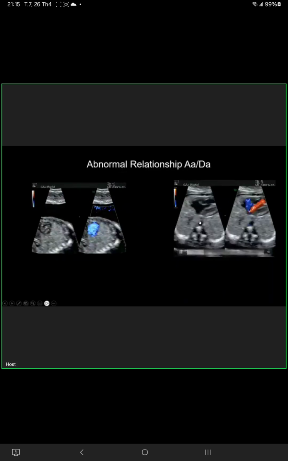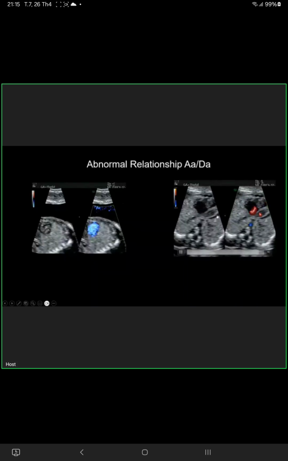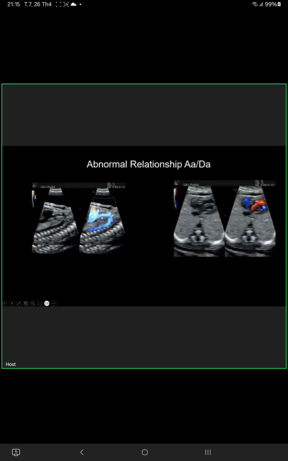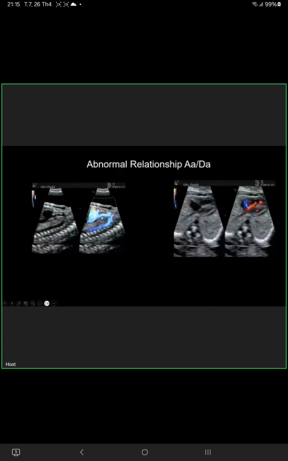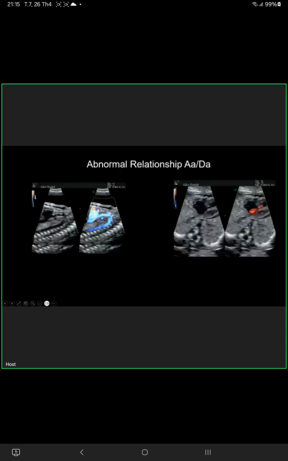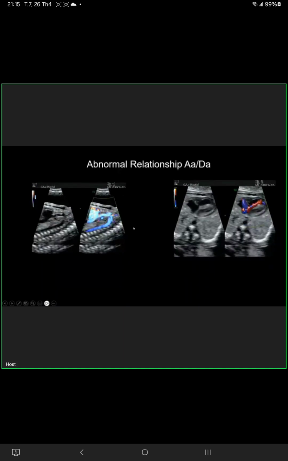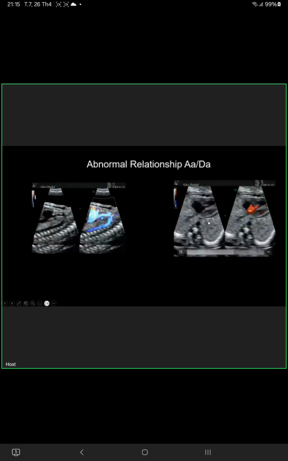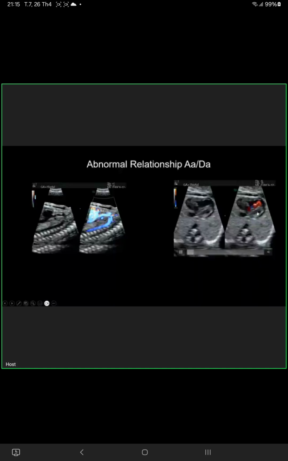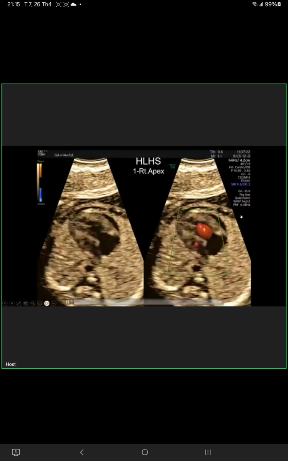And in this case, you can see asymmetry of the heart and abnormal relationship. This is aorta, smaller than ductus. And the first step in this diagnosis was asymmetry of the four-chamber view.